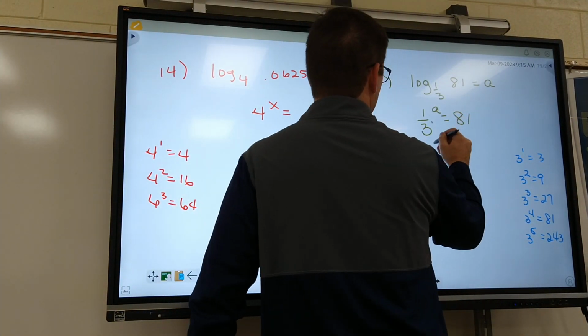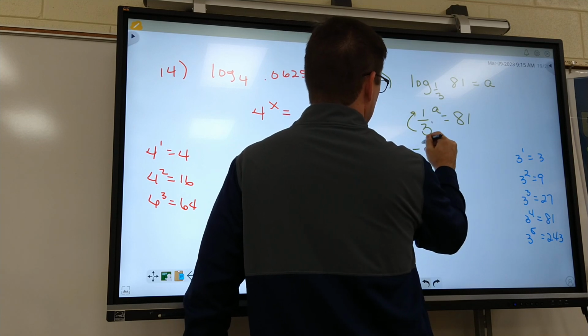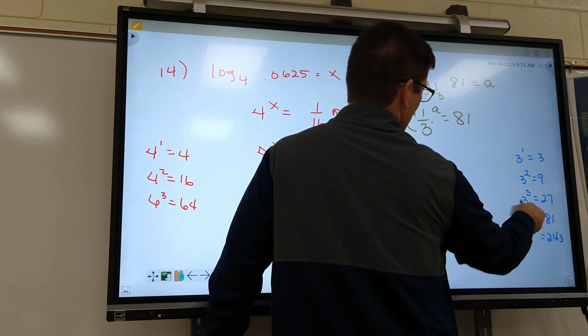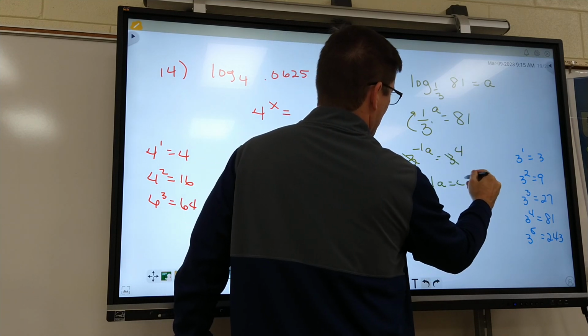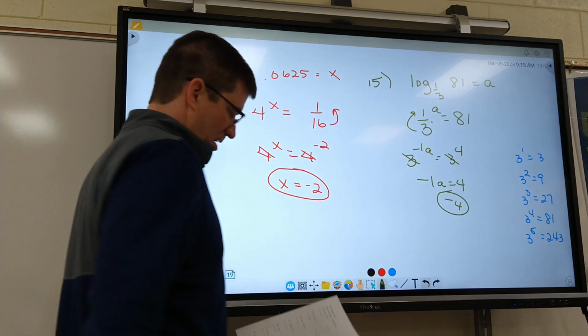Because this is 3 to the first. If you move it up, it'll be 3 to the negative 1. 81 is 3 to the 4th. All right. I can see how you guys got negative 4 for that answer.